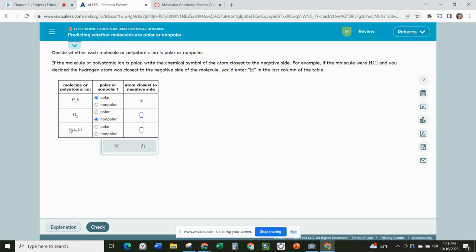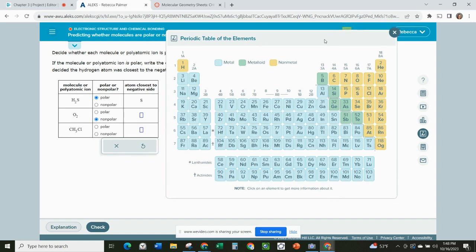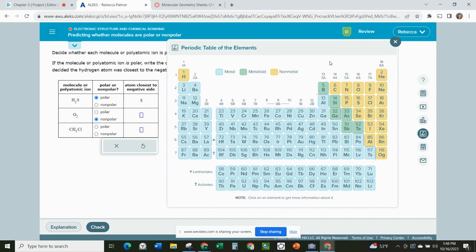All right, the next one is CH3Cl. The first thing that we always need to do with the Lewis structure is figure out how many valence electrons for each atom. So we have carbon, hydrogen, and chlorine, and we have 3 hydrogens. If you start memorizing these, then you don't have to do this every time, but until you get really comfortable with knowing how many valence electrons and what the structures look like, I would do this every time.